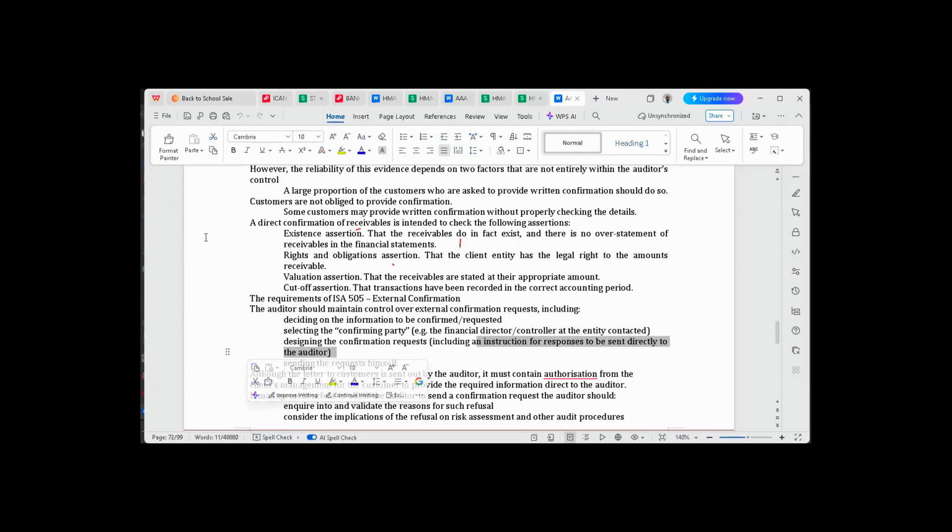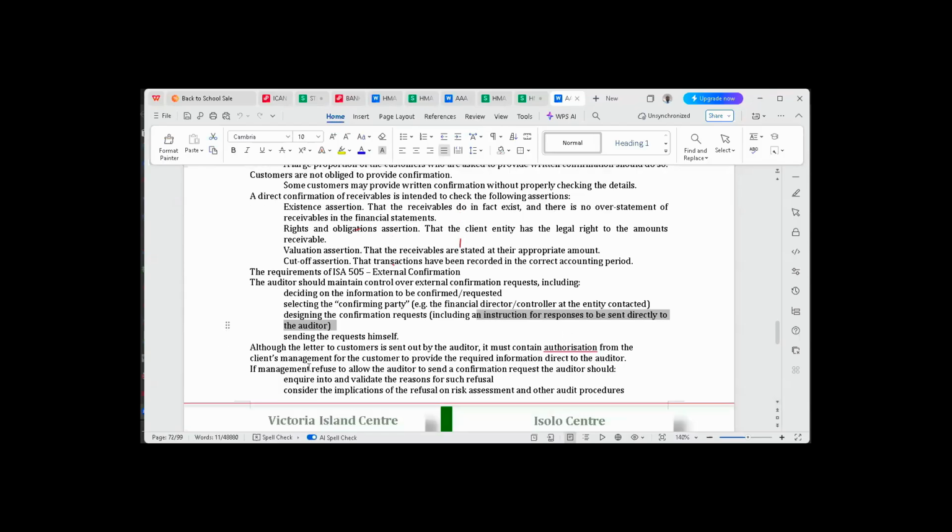Then after you have collated all the responses, you need to aggregate them and compare them to what you have in your financial position. If it's the same, then there is no issue. But when there are variances, the auditor will need to perform more audit procedures to investigate the reason why the variances occur.